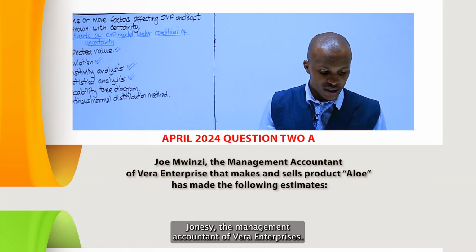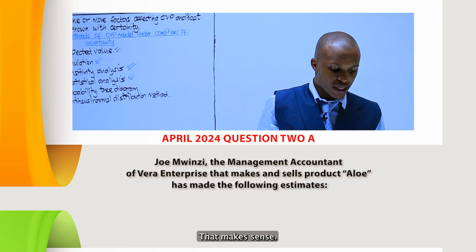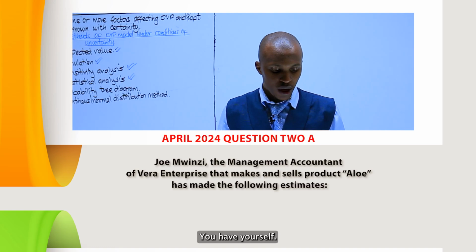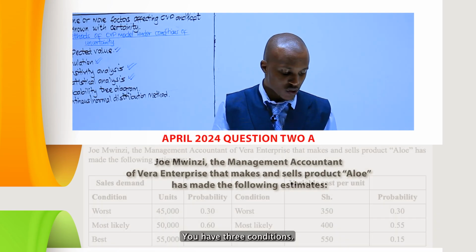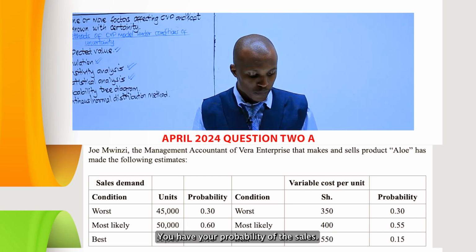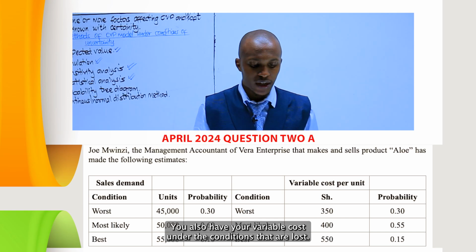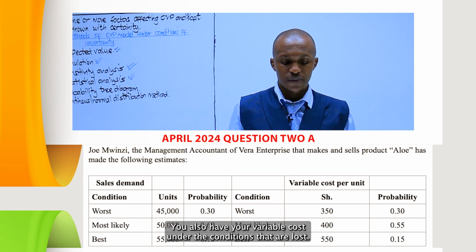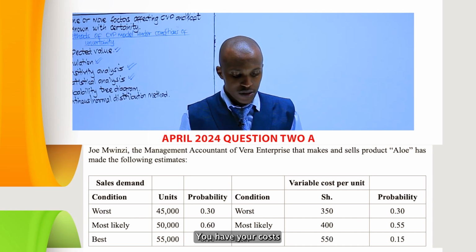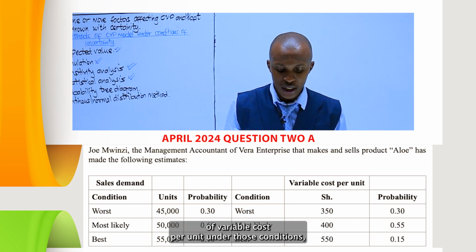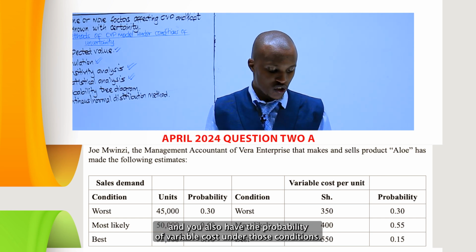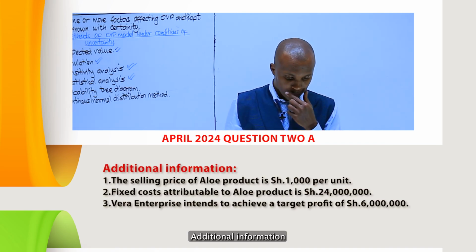Joe Mwinzi, the management accountant of Vera Enterprises that makes and sells product Alloy, has made the following estimates. You have your sales under three conditions, which are the worst, the most likely, and the best. You have your probability of the sales. You also have your variable cost per unit under those conditions, and you also have the probability of variable cost under those conditions.